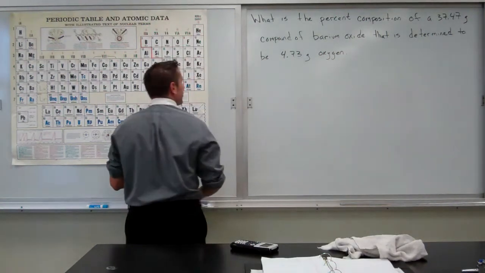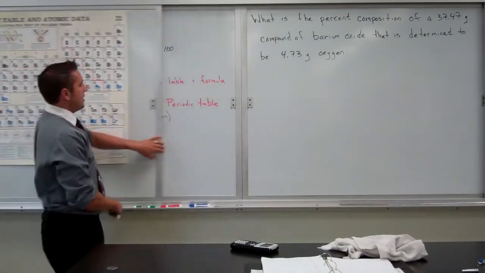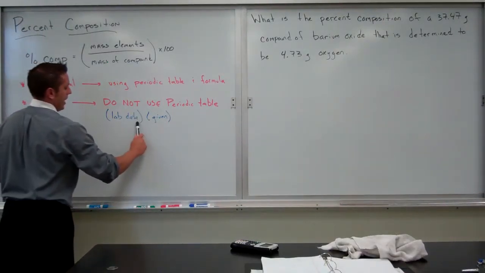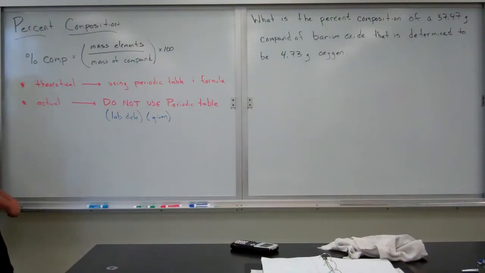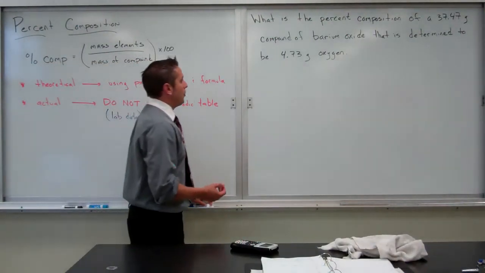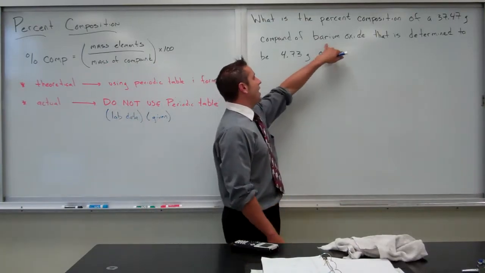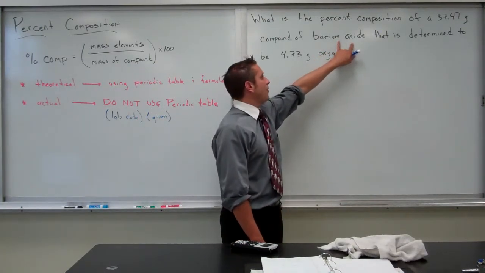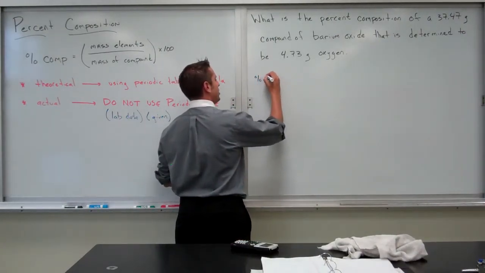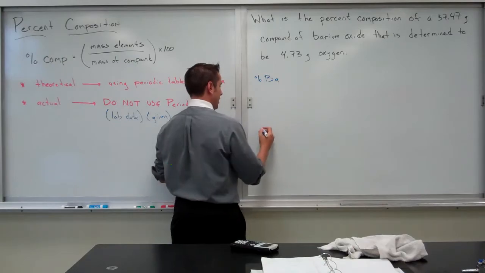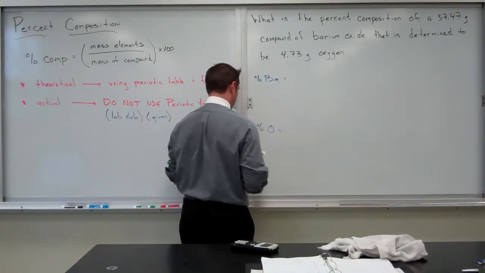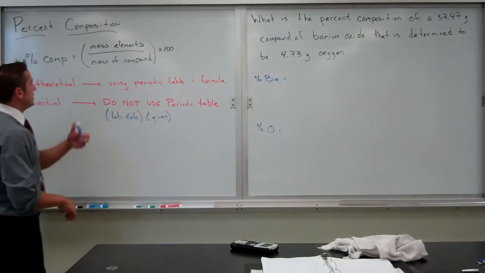All right, so with numbers being given, that means we have to be doing some actual lab data, and the numbers are given. The good news is we still use the same equation. If I want the percent composition of barium oxide, obviously the 2 elements involved are barium and oxygen. So I have to get the percentage of barium and the percentage of oxygen. Our equation stays the same.